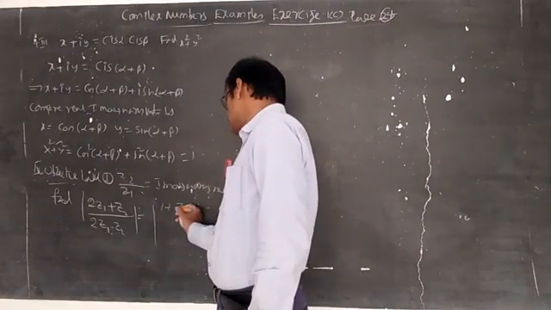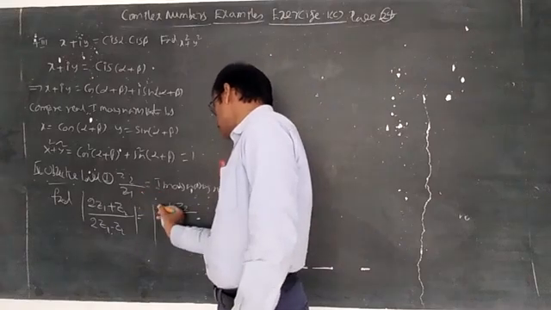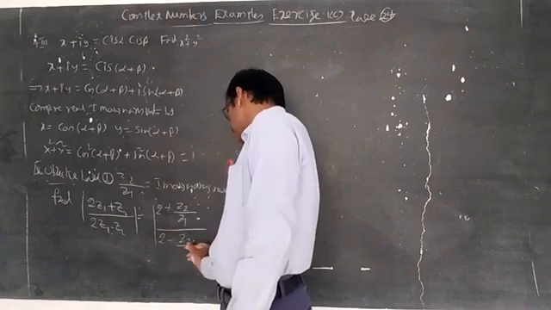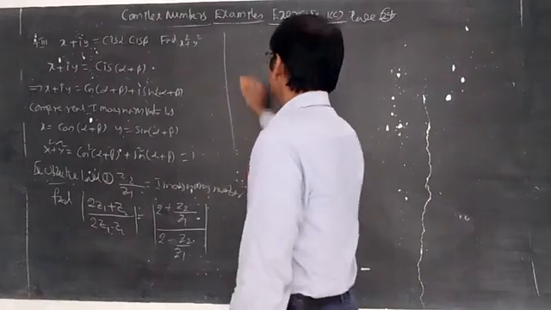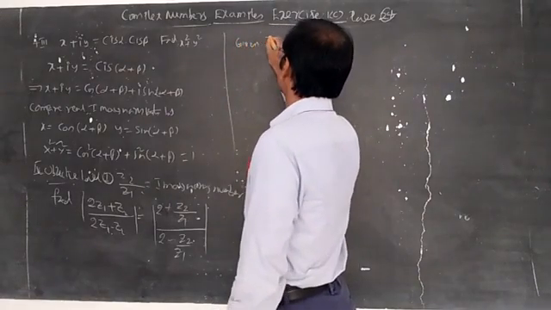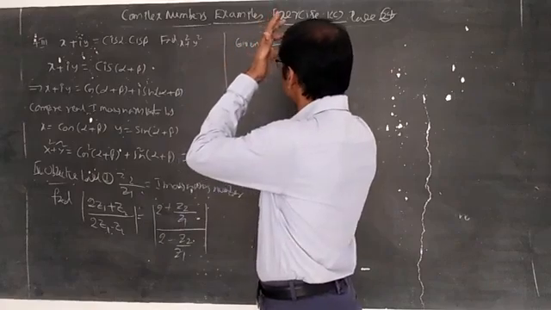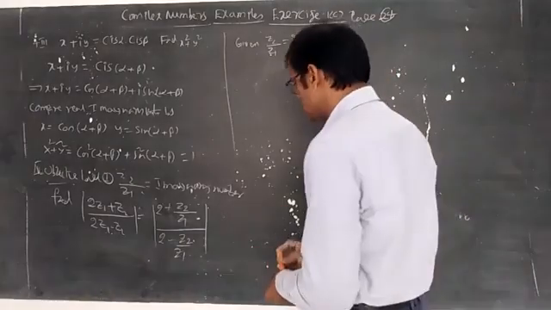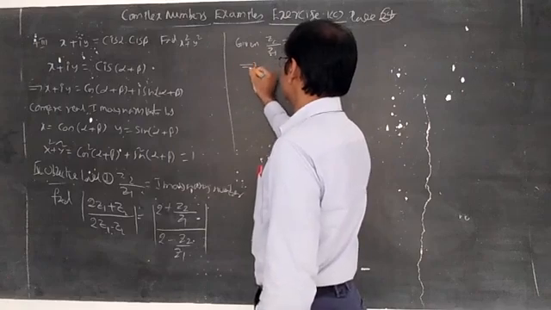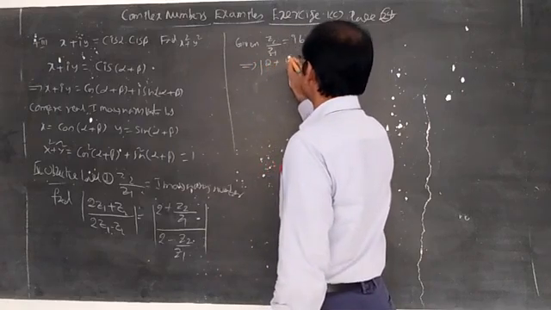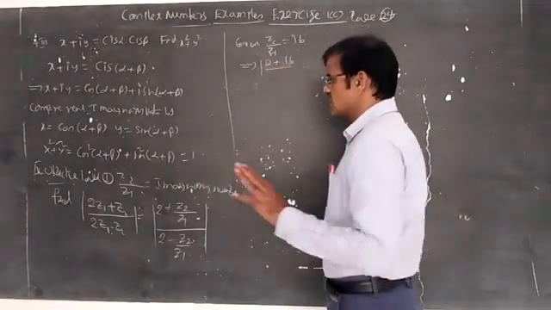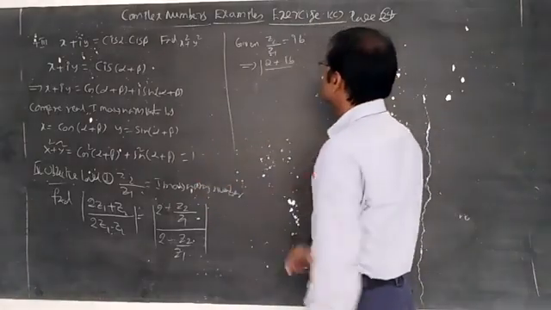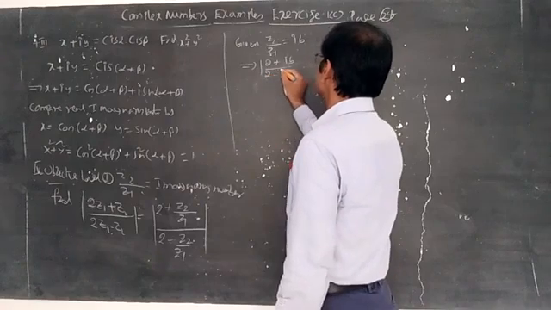Right, like this: 2 plus Z2 by Z1, and here also 2 minus Z2 by Z1. Given Z2 by Z1 is equal to simply ib, ib or ia or anything, because it is an imaginary part. That implies modulus of 2 plus ib. Since it is given that it is an imaginary number, you should write i means imaginary part with b or a or x or anything, right? 2 is a real number. 2 plus ib by 2 minus ib.